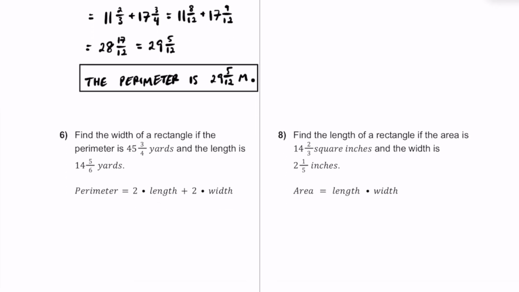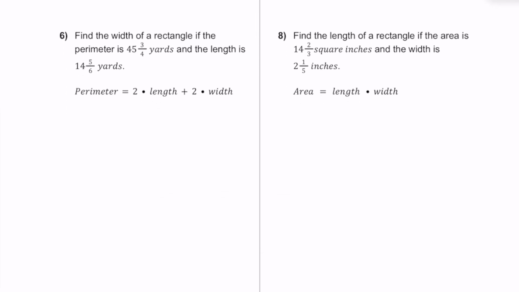All right, let's check out number 6. For number 6, let's see if we can find the width of a rectangle if we know what the perimeter is going to be. It's going to be 45 and 3/4, and we know the length is going to be 14 and 5/6 yards. All right, so we know the perimeter.